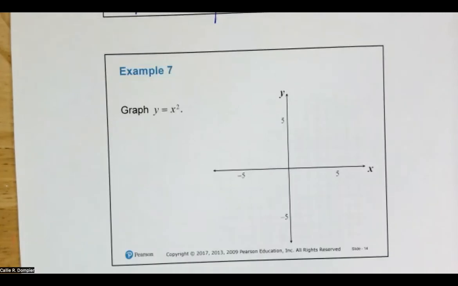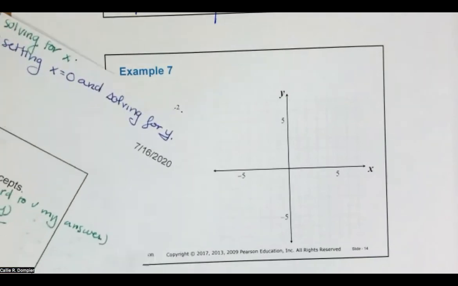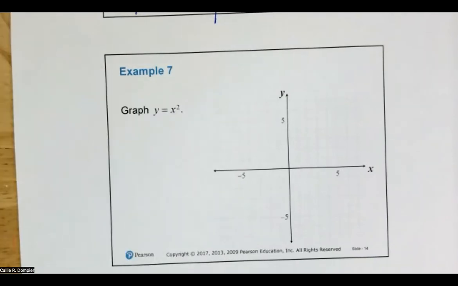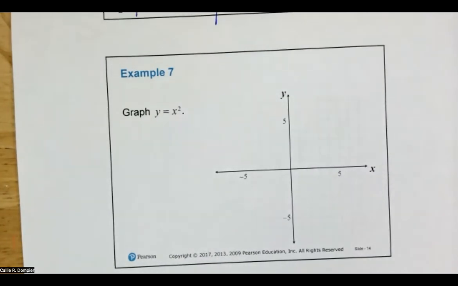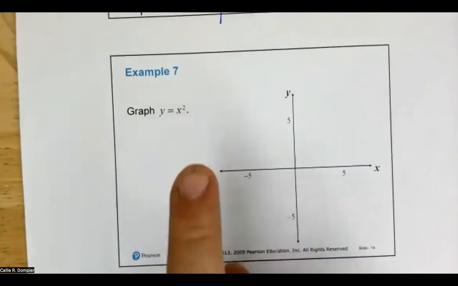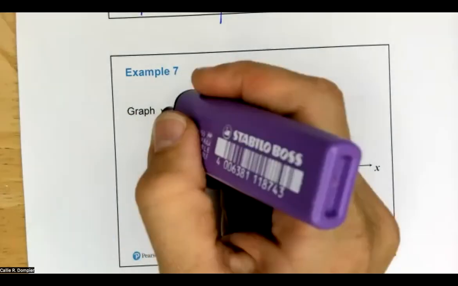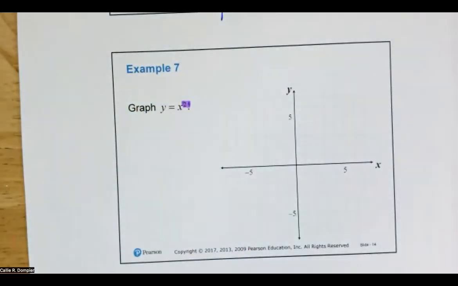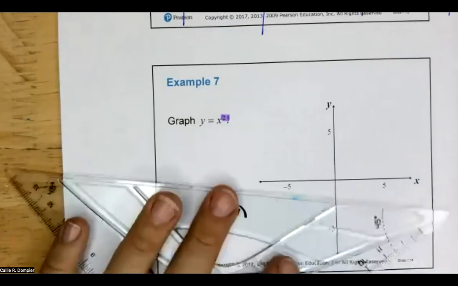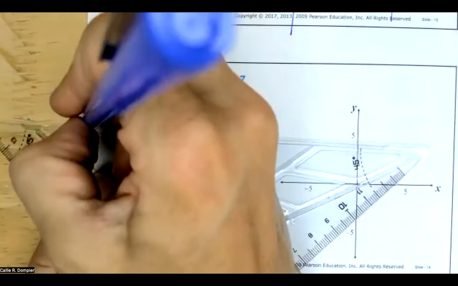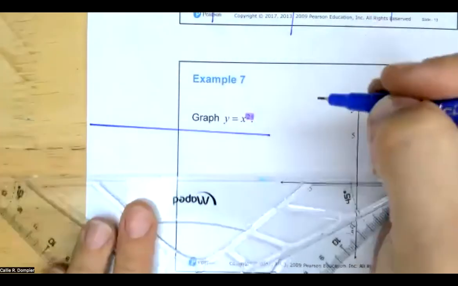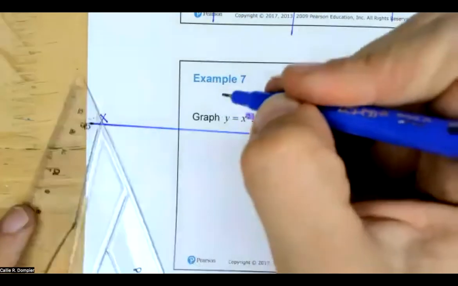So example 7 says graph y equals x squared. Good. This is not linear. They are linear if your highest exponent is a 1. Because this is a 2, because x has been raised to the second power, this is called nonlinear or quadratic, okay? It's not a line. We can still plot points, but it's not going to be a line. So if I had to do it without Desmos and I was just making a table, you're still just plugging in an x.